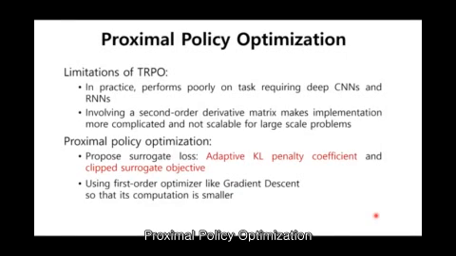The loss uses first-order optimization, like gradient descent, so that its computation is smaller. It is suitable for large-scale problems.